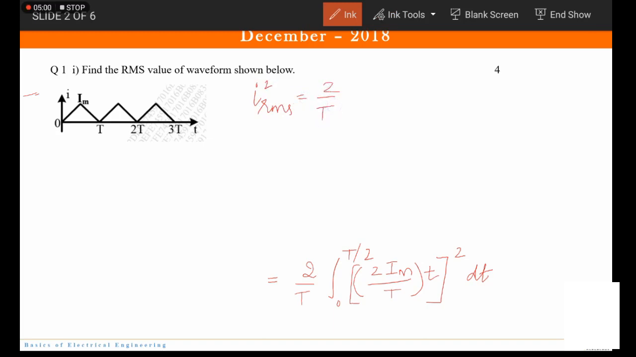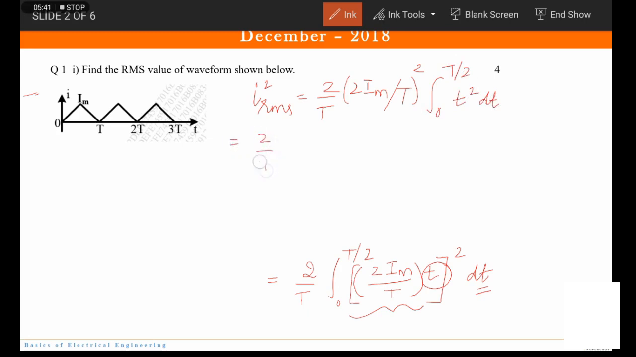Now please pay attention here. We are integrating with respect to small t. If you consider this whole value with respect to small t, only this is the variable. All other things are constant, so I will take all other values outside the integration sign. So I get 2Im upon T whole square, and then integration from 0 to T by 2 of t square dt. Let me solve this now.